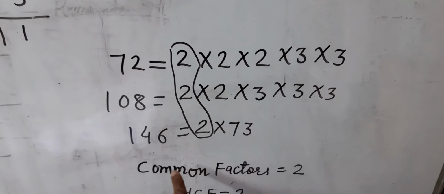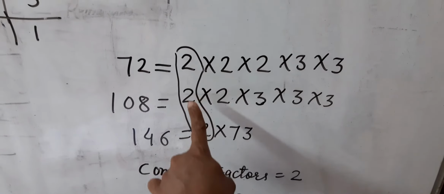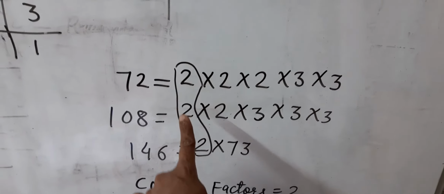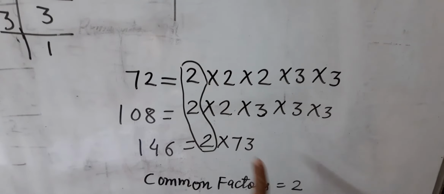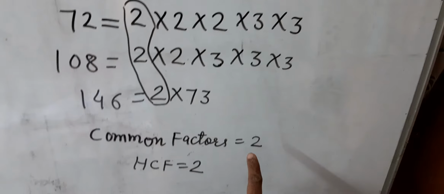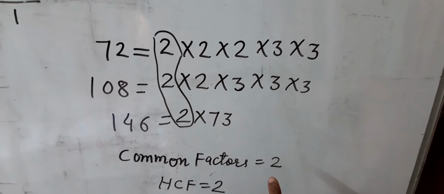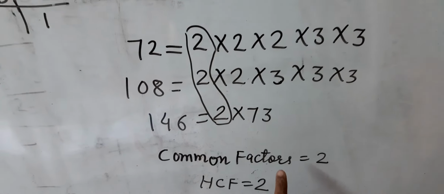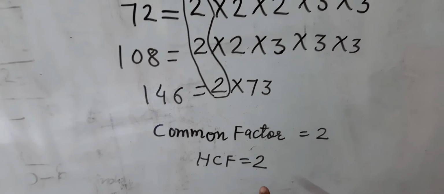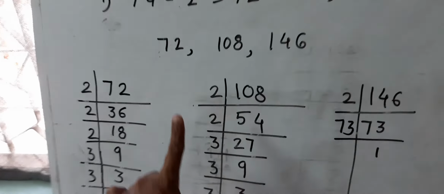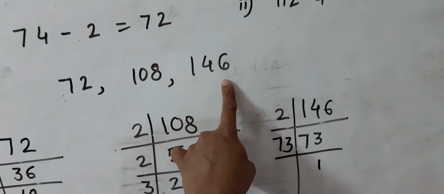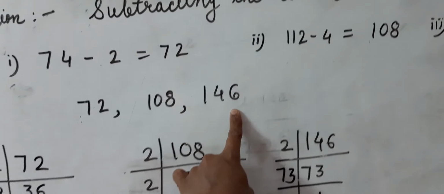So after writing the common factors, only 2, we will not write it repeatedly. The mistake children make is that they write 2 into 2 into 2, but the common number among the 3 is only 2, so that will be written only once as a common factor. Only one number is there, so the common factor is 2, and that is the highest common factor. So the answer, the highest number which will divide 72, 108 and 146 completely, is 2.